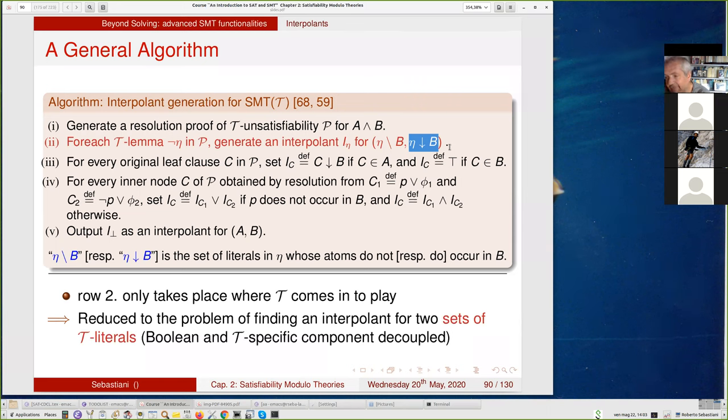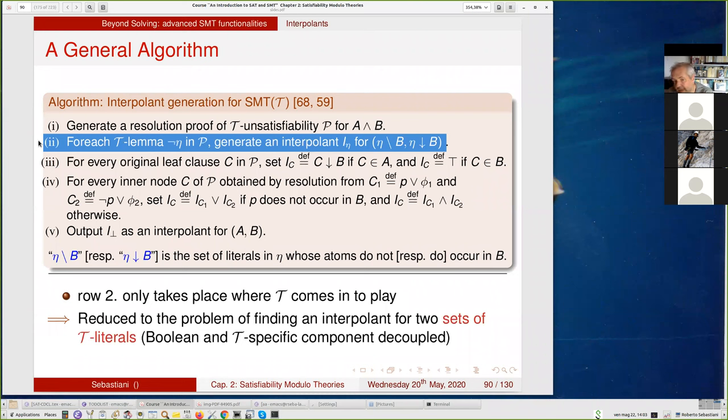So you can think of every theory conflict as a conjunction of A and B parts: one part coming from atoms of the original B and the other part. This is an inconsistent conjunction. So you can produce in that theory an interpolant for these two conjunctions of literals. This is the theory specific part.